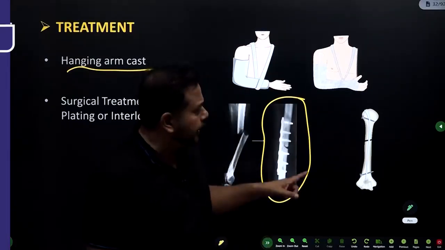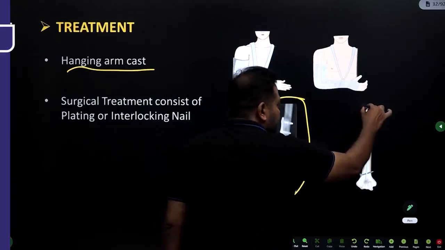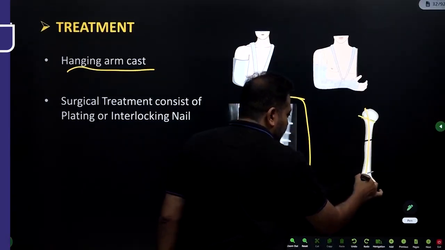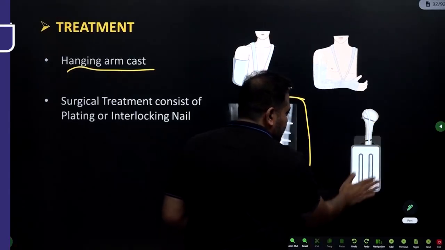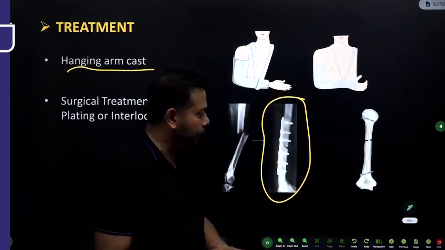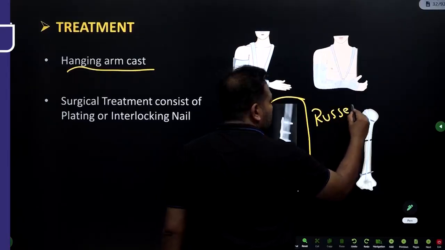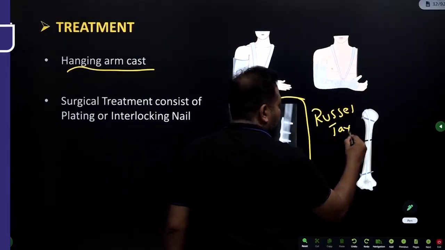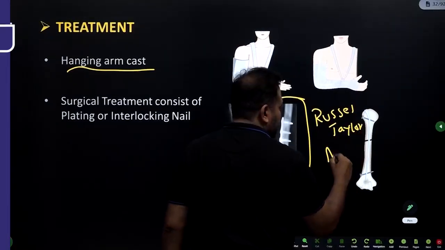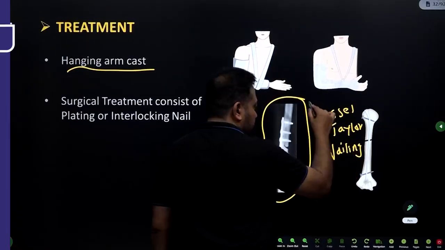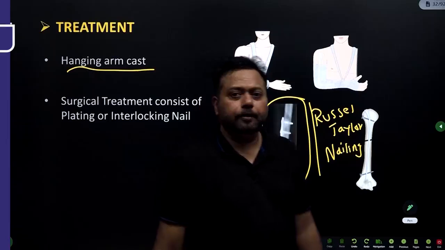Another closed method is putting a drill in the head of the humerus, introducing a nail inside, and locking the proximal fragment and locking the distal fragment. This is called intramedullary interlocking nail. Another is called Russell-Taylor's nail, T-A-Y-L-O-R, Russell-Taylor's nailing. This is one new concept in treating the shaft of humerus.